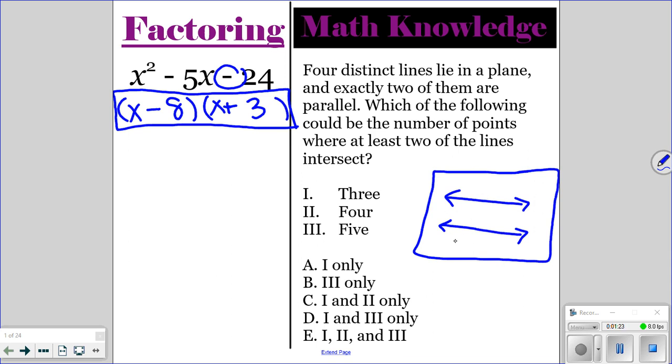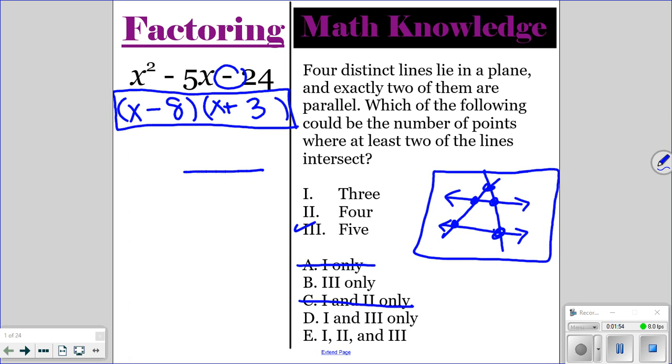if we have it where one line is here and one line is here, that would be 1, 2, 3, 4, 5 intersection points. So that means that number 3 works. So it's not 1 only. It's not 1 and 2 only. So that eliminates 2 of the answer choices. We're down to, if we guess, a 33% chance of getting it right.